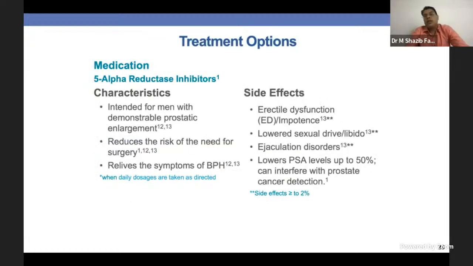So before moving towards another modality of treatment, sometimes we combine the medications. We combine both the medications to have better results. It has been seen that if the prostate gland is more than 30 cc with lower urinary tract symptoms, both the medications should be combined for better results.